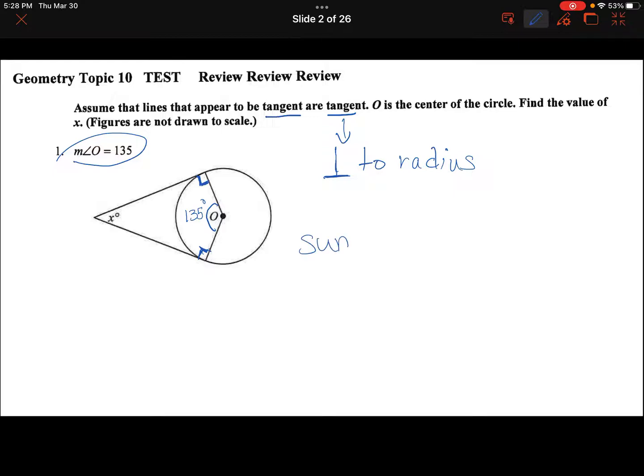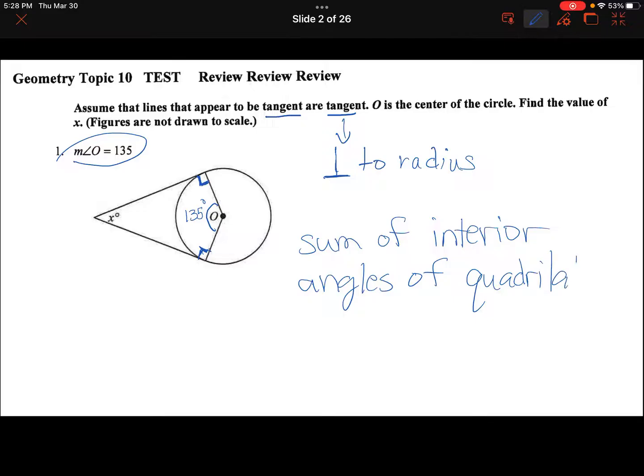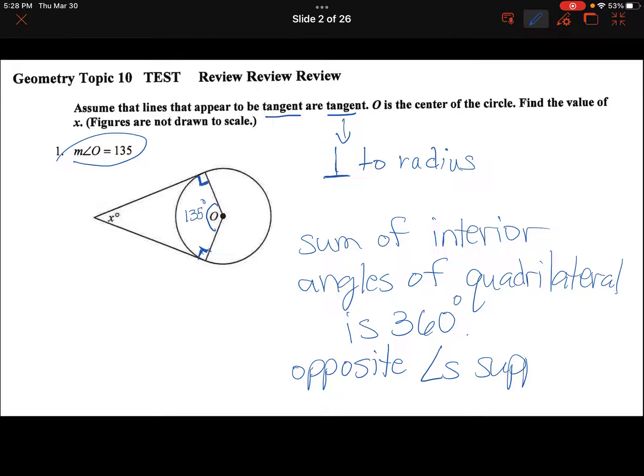Recall that the sum of the interior angles of a quadrilateral is always 360 degrees. You may also recall that opposite angles are supplementary. Opposite angles are supplementary. Okay, please make sure that you are taking complete notes as we work our way through this review. We will take this up for a grade.